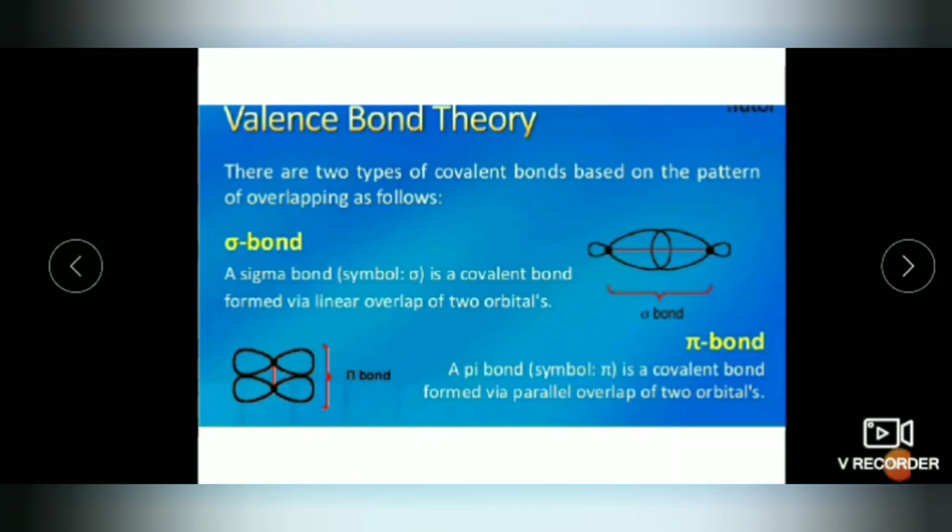Next I will explain briefly how the sigma bond and pi bond form. Two types of covalent bonds are formed by overlapping: first the sigma bond and second the pi bond. A sigma bond is a covalent bond formed by linear overlap. A pi bond is a covalent bond formed by parallel, or lateral, overlap. Linear overlapping is a sigma bond.